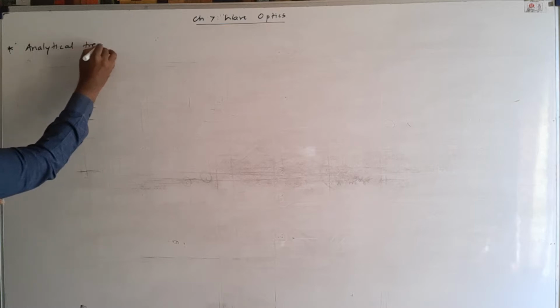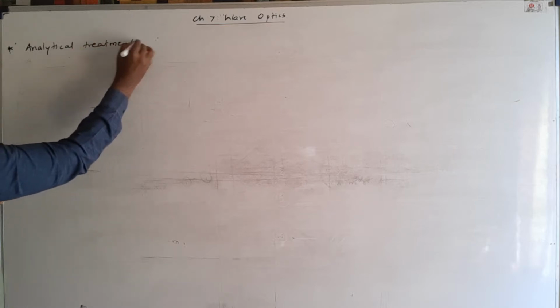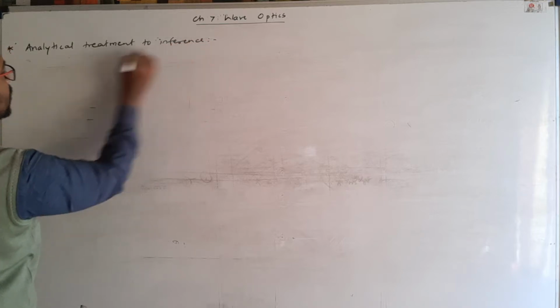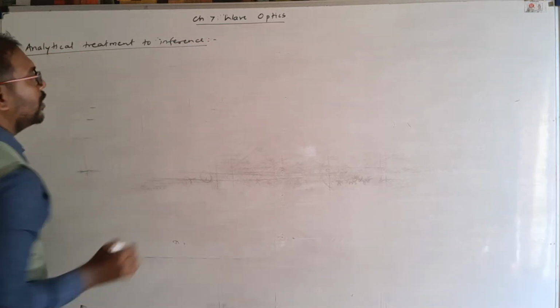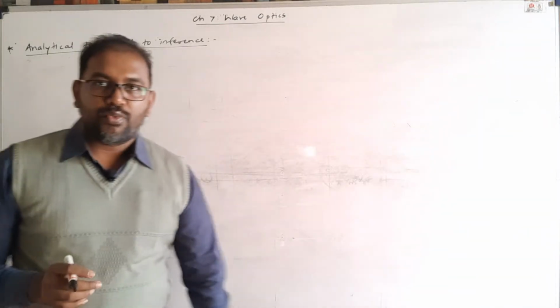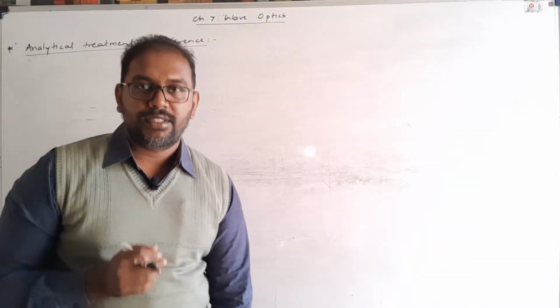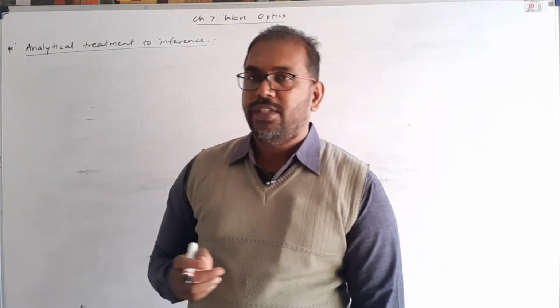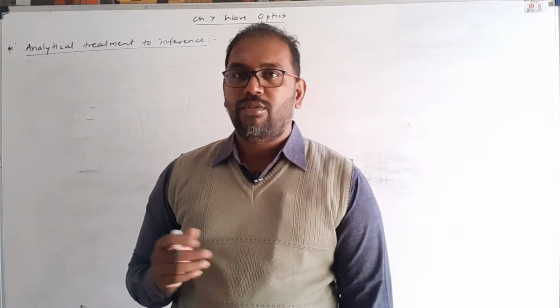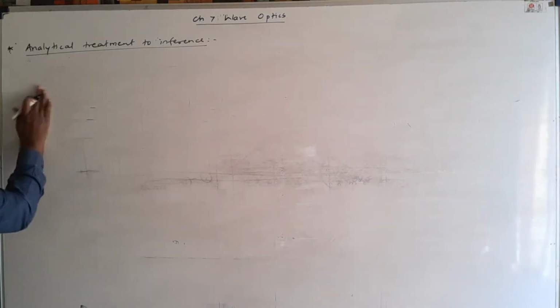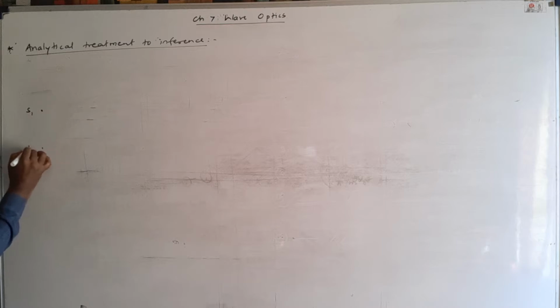Analytical treatment to interference. Now pay attention. We have to consider two coherent sources. For interference, we require coherent sources. They are monochromatic, two coherent monochromatic sources, which I can name S1 and S2.